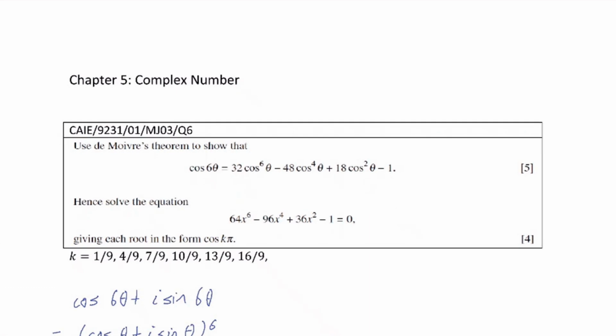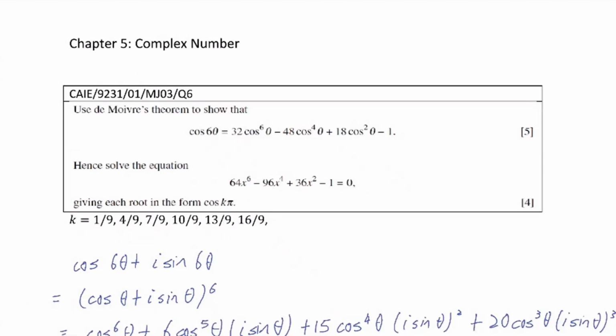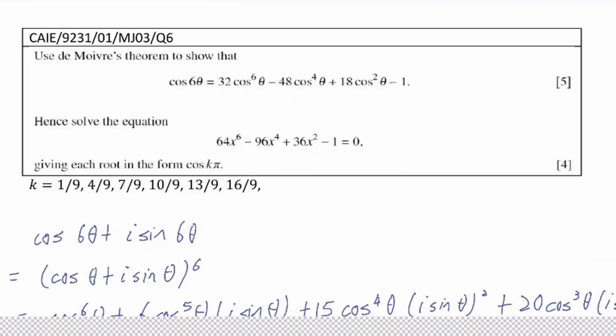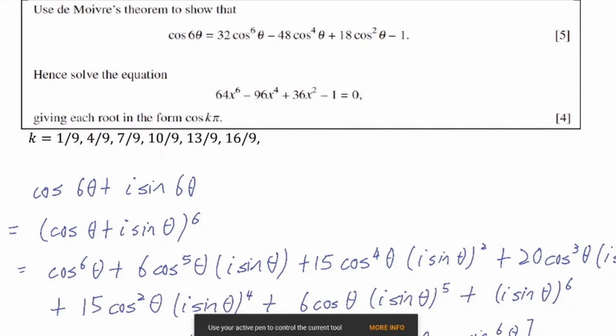Okay, so let's look at the questions from tutorial 5, the complex numbers. This one says to use De Moivre's theorem to show that cos 6 theta is given by this expression. So we start with De Moivre's theorem.